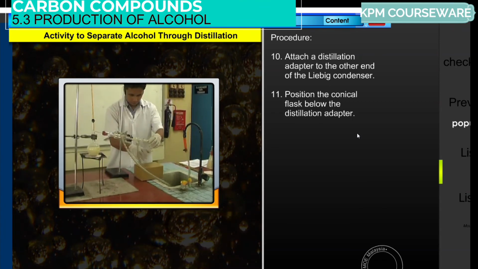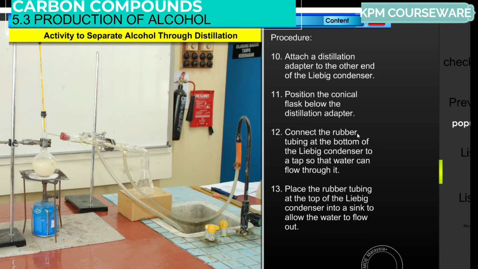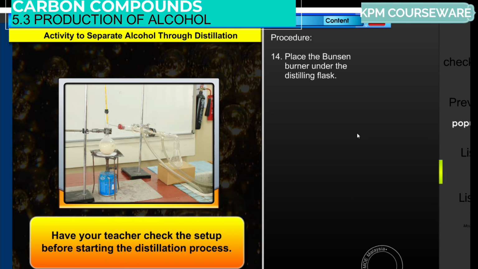Position the conical flask below the distillation adapter. Connect the rubber tubing at the bottom of the Liebig condenser to a tap so that water can flow through it. Place the rubber tubing at the top of the Liebig condenser into a sink to allow the water to flow out. Place the Bunsen burner under the distilling flask. Have your teacher check the setup before starting the distillation process.